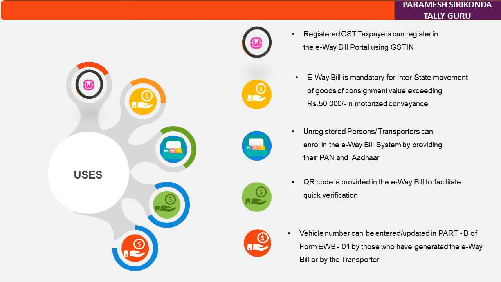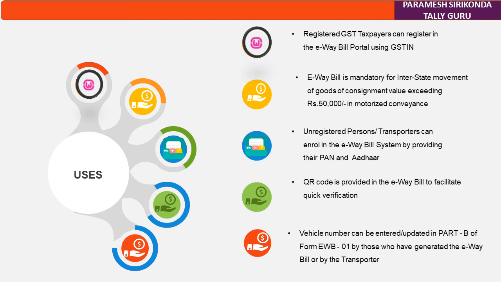And the next point, a QR code is provided in the e-way bill to facilitate quick verification. QR code, you know, right? Nowadays we are using PhonePe, Paytm, everything. We can scan immediately and pay, rather than typing their number and everything. So that is one of the good facilities we have with the e-way bill.